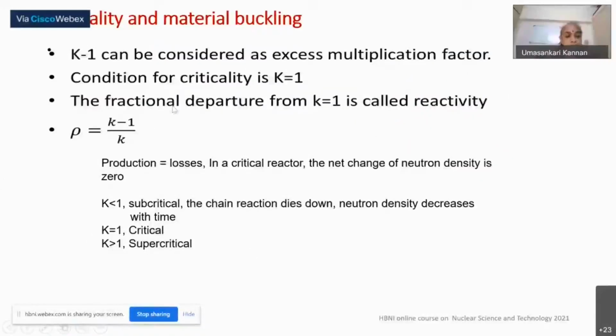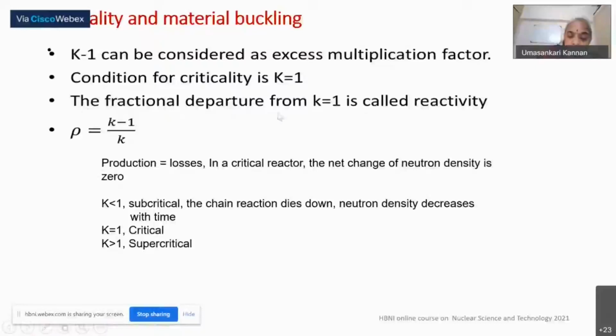With respect to K, we can also say that K is considered as an excess multiplication factor. I had told you, it is an excess multiplication. K is a multiplication factor. So K minus 1 can be considered as an excess multiplication factor. And we already know that the condition of criticality is K equal to 1. So I am introducing one term, a quantity called reactivity, which is very important in reactor physics and in the reactor core, which we are going to generally talk about tomorrow and so on.